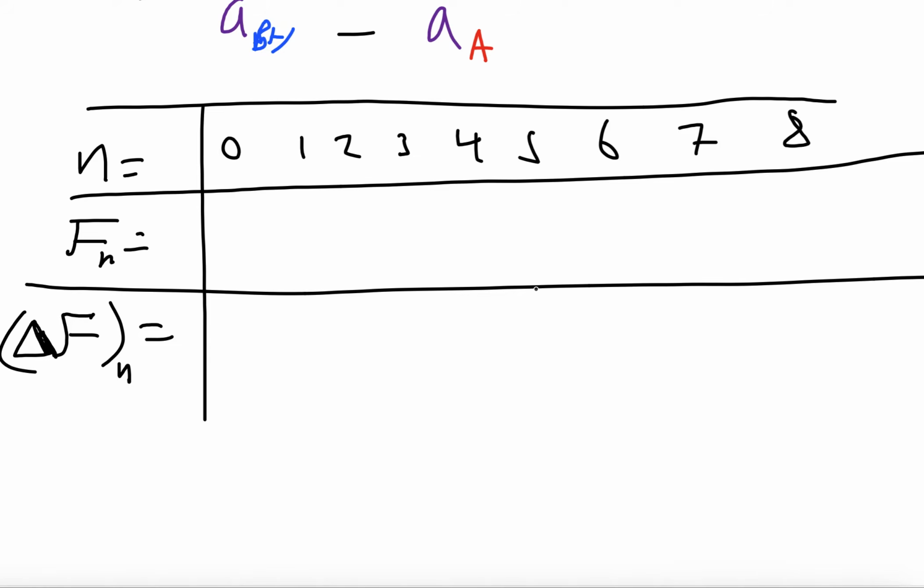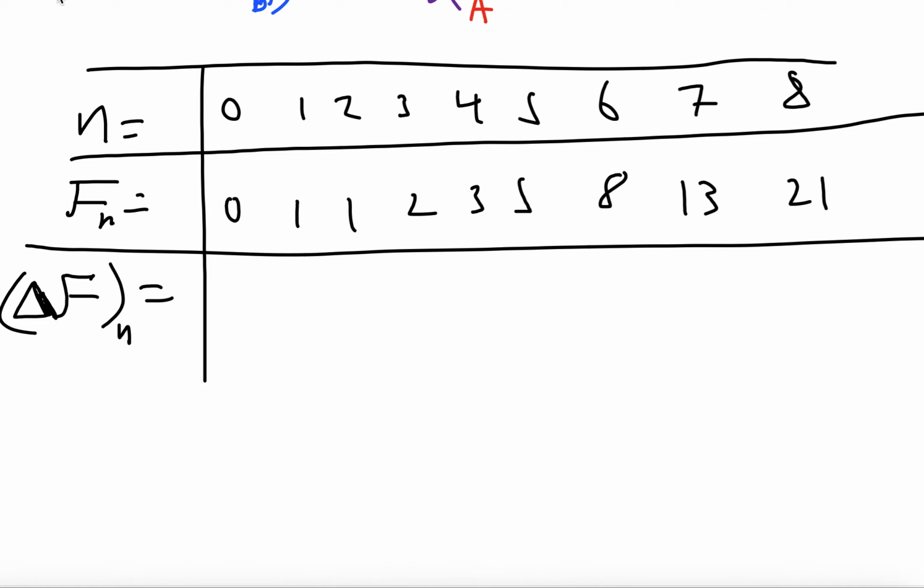I encourage you to also, as practice for forward differences and Fibonacci numbers, fill in this table on your own before I do it myself. But let's just get right into it. 0, 1, 1, 2, 3, 5, 8, 13, and 21. All right, so what's the forward difference? Well, the next minus the current is going to be 1. Next minus current is 0. 2 minus 1 is 1. 3 minus 2 is 1. 5 minus 3 is 2. 8 minus 5 is 3. 13 minus 8 is 5. 21 minus 13 is 8.